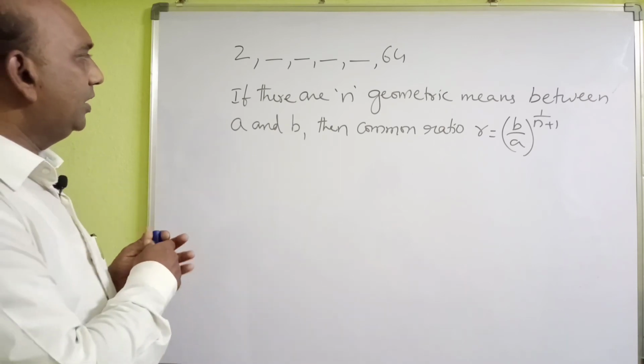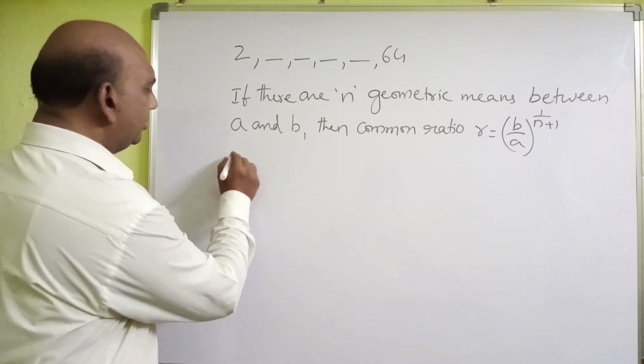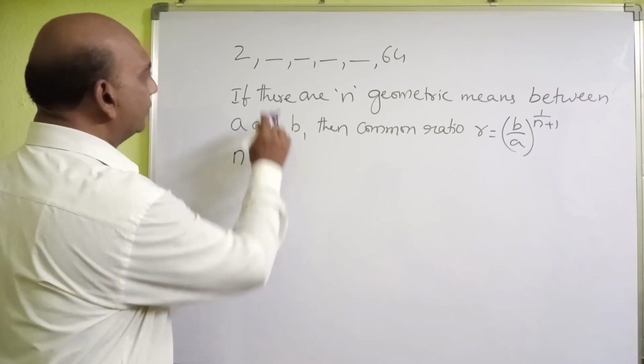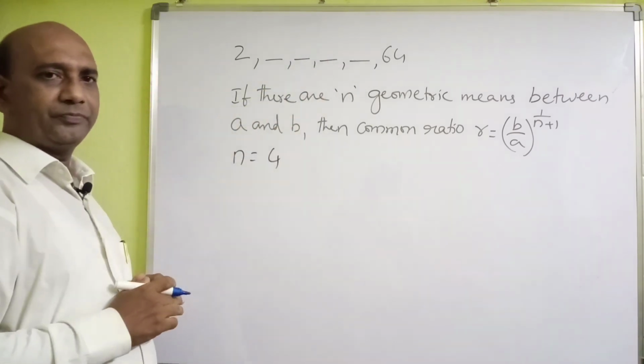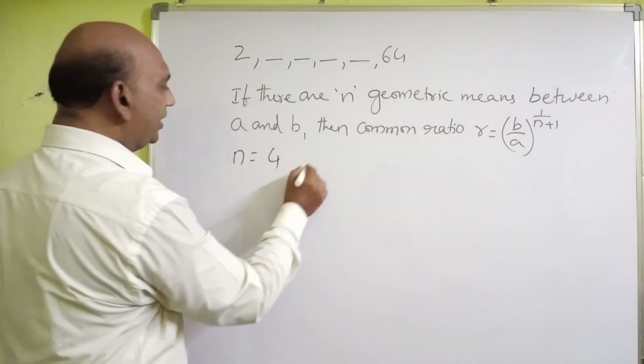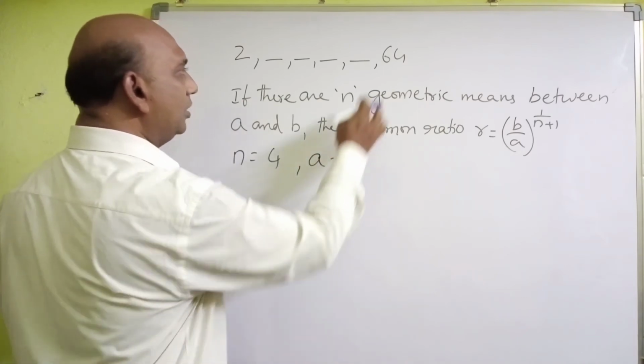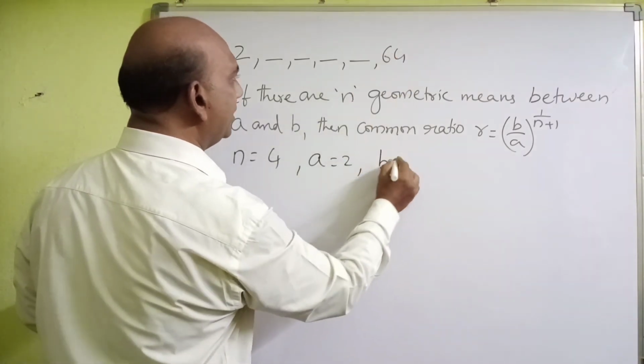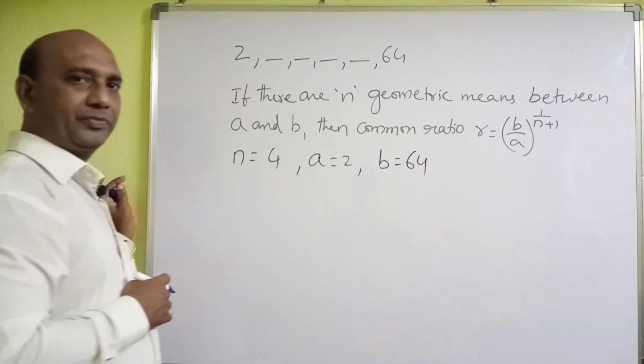So here the number of missing terms is denoted by n. n is equal to 4. 4 terms are missing in this progression. And the first term is taken as a. So a is equal to 2. And the last term is taken as b. That is equal to 64.